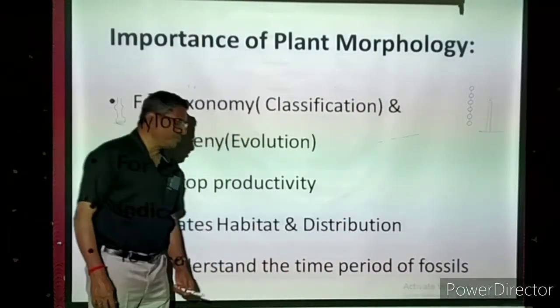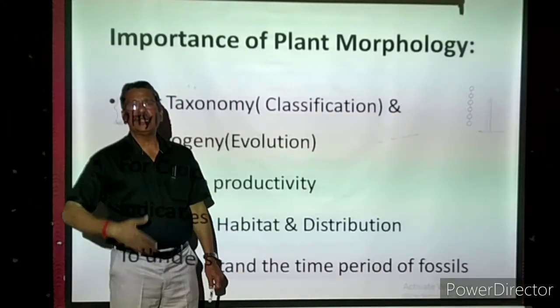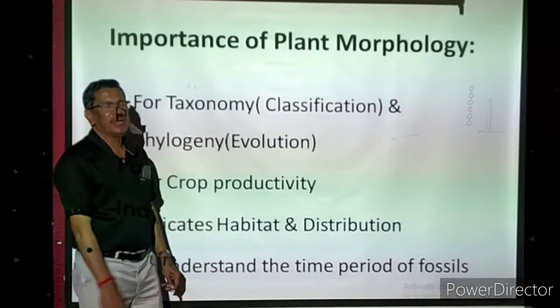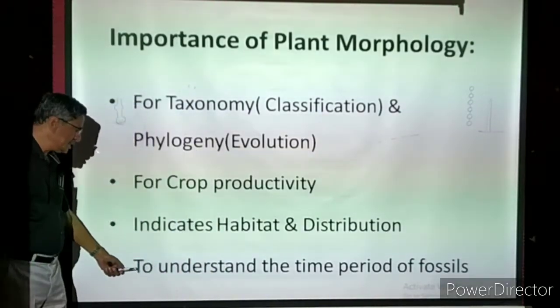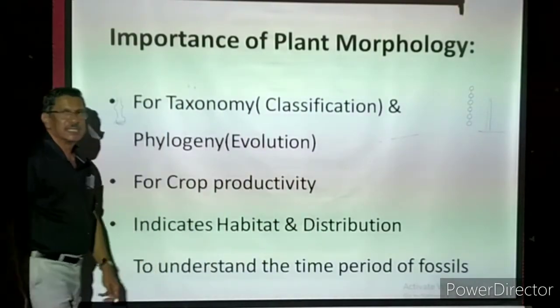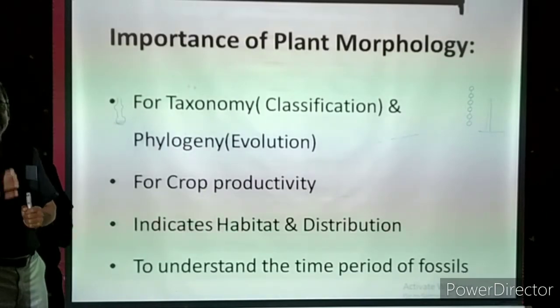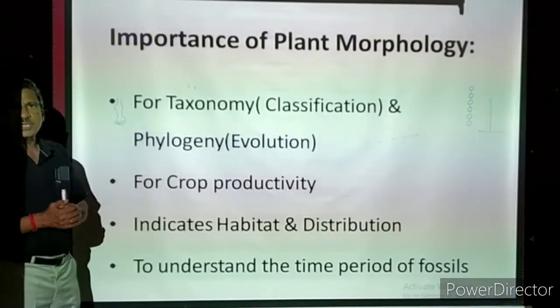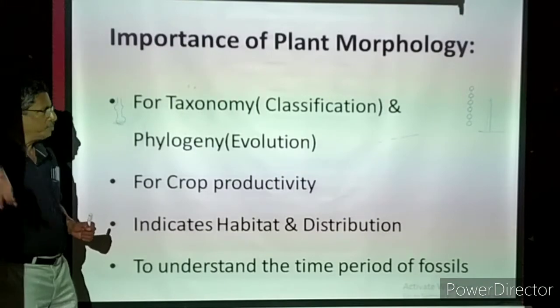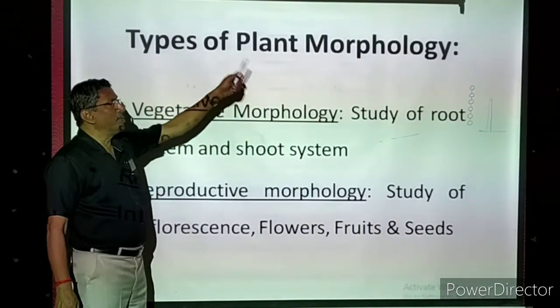So for plant fossils, once we get the fossils, what is the time period? How many thousands of years before did they live? We can understand about it. So it is useful to understand the time period of fossils. Fossils means the parts of plants which lived in the past, preserved inside the soil or in the water. Now we are coming to the types of plant morphology.